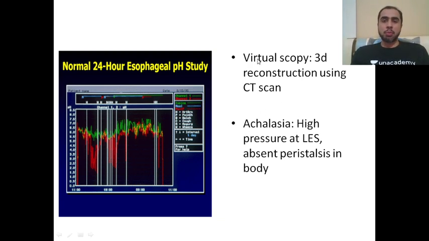Another question I asked you was about a virtual scopy. Any virtual scopy, whether esophagoscopy, gastroscopy, or colonoscopy, is nothing but a reconstructed image of a CT scan. Any virtual scopy is a 3D reconstruction using a CT scan. Just remember this part about any virtual image, like a virtual scopy.